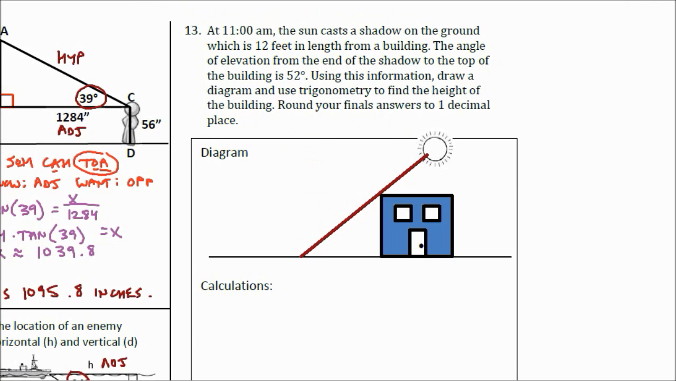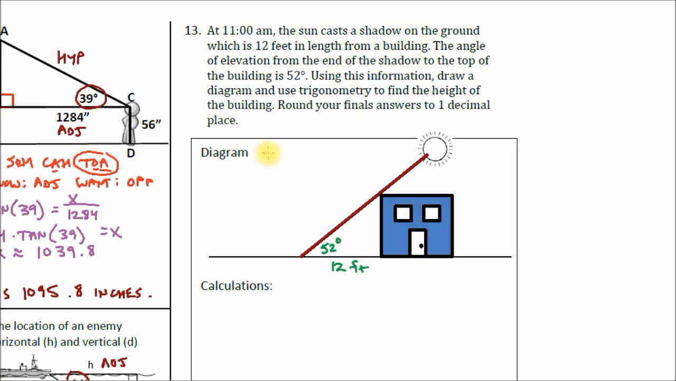Let's change that to a different color. Can we do that still? No. So the shadow is going to be 12 feet. And then it says the angle of elevation from the end of the shadow, which is right here, to the top of the building is 52 degrees. That is this angle right here, 52 degrees.